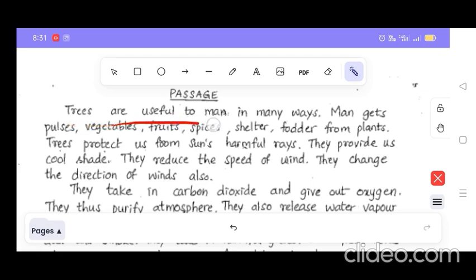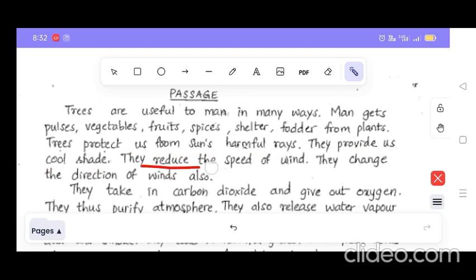Trees are useful to man in many ways. Man gets pulses, vegetables, fruits, spices, shelter, fodder from plants. Trees protect us from sun's harmful rays. They provide us cool shade. See, this you can underline. How do the trees provide us cool shade? That question is asked. They protect us from sun's harmful rays and provide us cool shade. This you can underline.